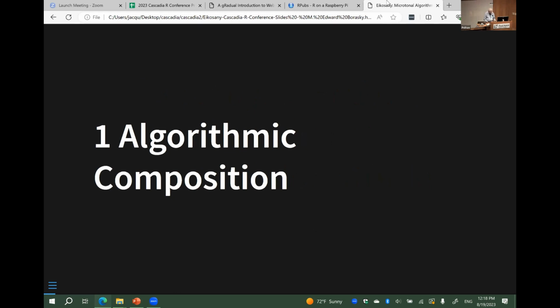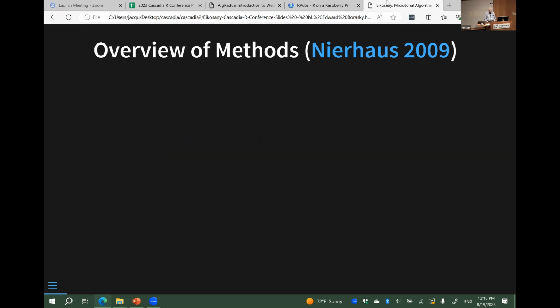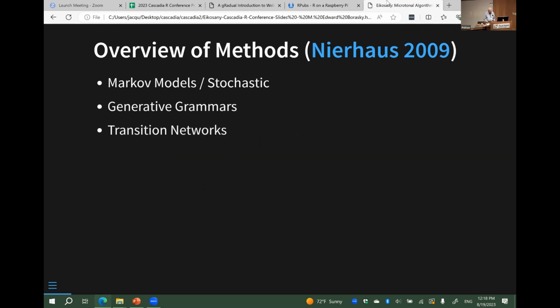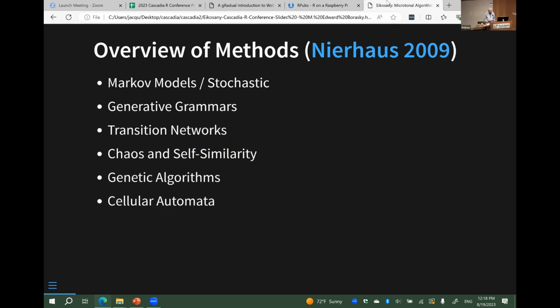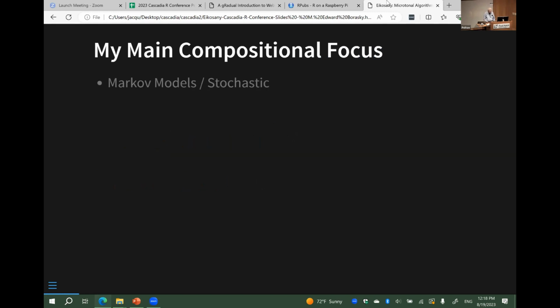So, can you hear me? Okay. One, algorithmic composition. There's a great book with an overview of all the methods, Nierhaus 2009. Again, the references are all at the end of this. You can download it. There are Markov models, stochastic methods, generative grammars, transition networks, chaos and self-similarity, genetic algorithms, cellular automata, and artificial neural networks. My main compositional focus is on the Markov models and stochastic.